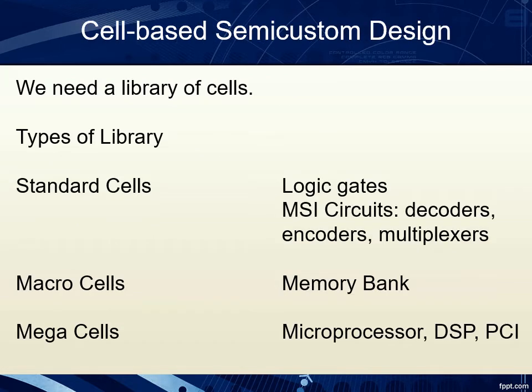For the semi-custom design, like in the case of cell-based semi-custom design, we need a library of cells. Standard cells are blocks that are used millions or billions of times, such as logic gates with inputs, and the so-called medium scale integrated circuits, like decoders, encoders, multiplexers, that are used several times. You have a library of standard cells where you can select the cell, the type of logic gate, or circuit that you need and you put it in your design.